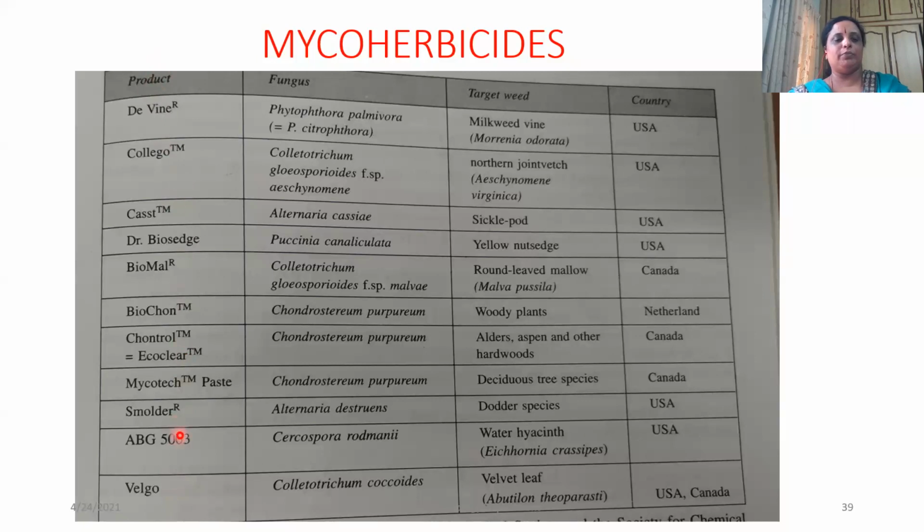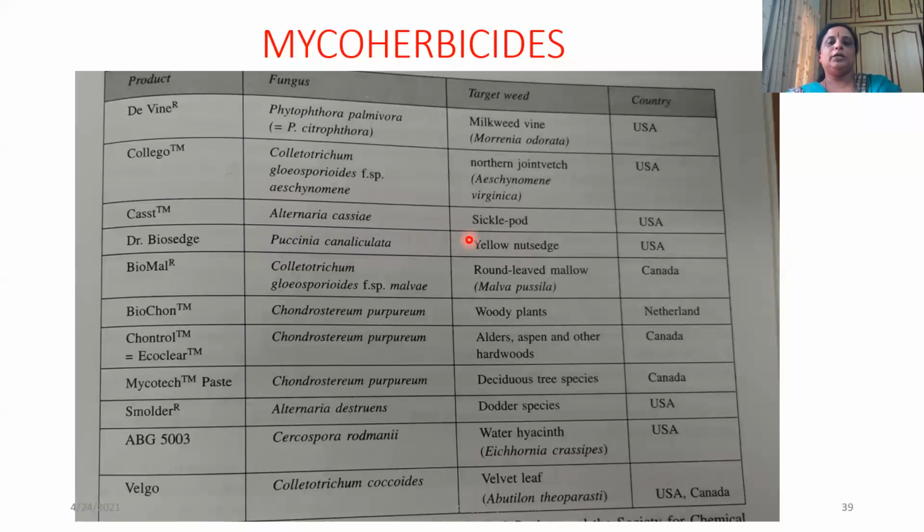So for example, we have different products which have been prepared using different fungi. For example, Puccinia canaliculata has an ability of destroying the target weed called yellow nutsedge. Instead of going for various chemicals or a mechanical way of removing these unwanted plants, just spray these mycoherbicides. They go and target only the weed which we want, destroying only that weed by various modes of action. But we should keep in mind that our required plant should not be a target of that fungus. Such research still has to happen, but the research is going on.